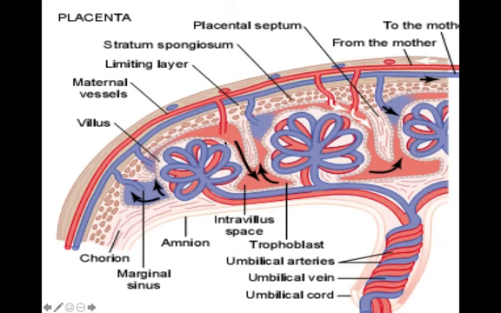Now there is a barrier which is known as the placental barrier, which is formed by the epithelial cells of the villus and the endothelium of the fetal vessels. So this barrier is known as the placental barrier.